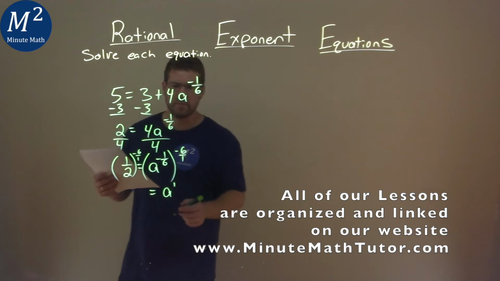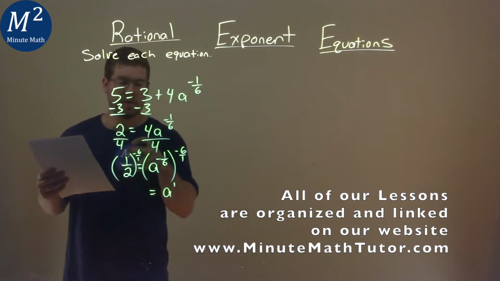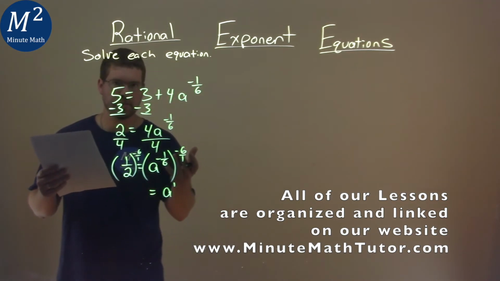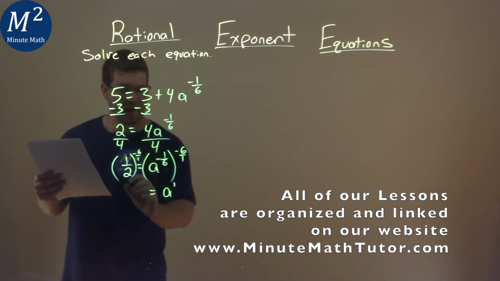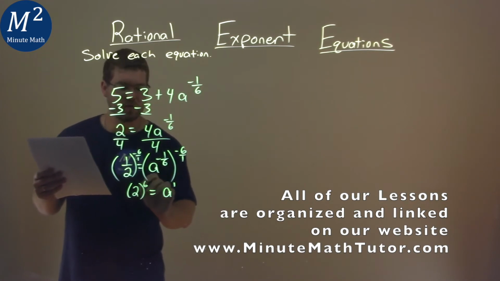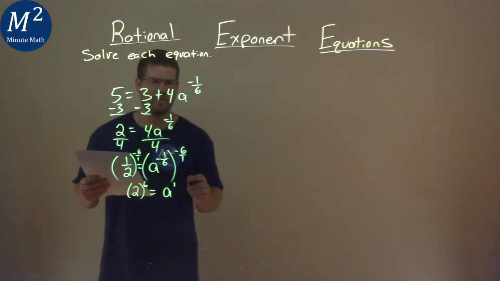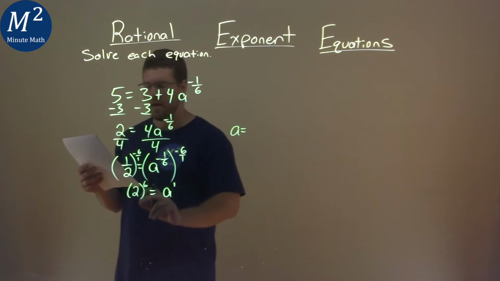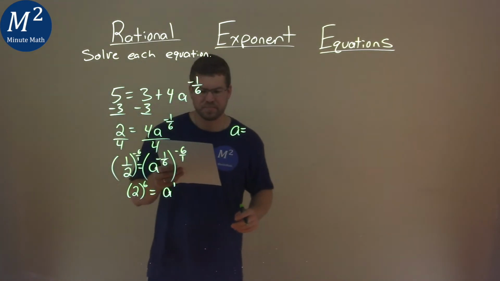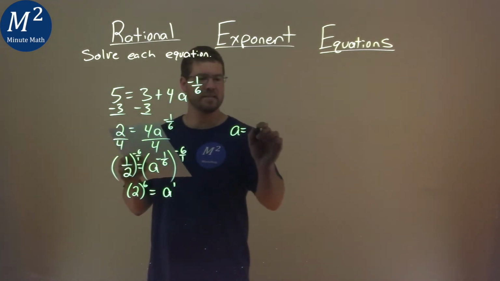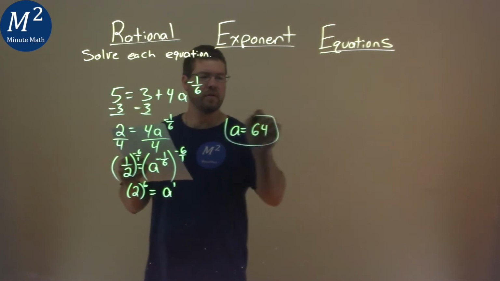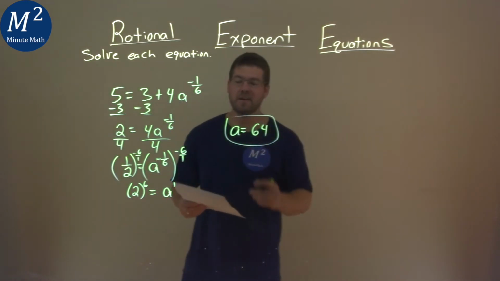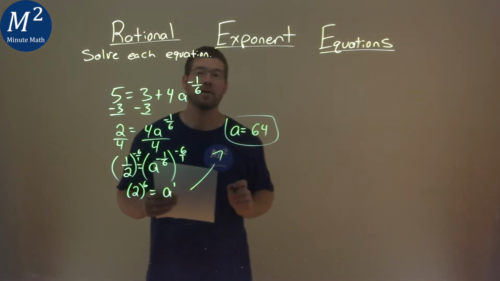Now here's the tricky part. We have 1/2 to the negative 6 power essentially. That's the same thing, with the rules of negative exponents, as 2 to the positive 6 power. So this isn't too bad now. We have a now by itself. I'll put that here. And 2 to the 6th power is 64. And so my final answer here is just a equals 64.